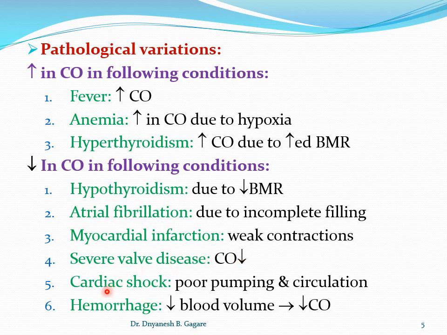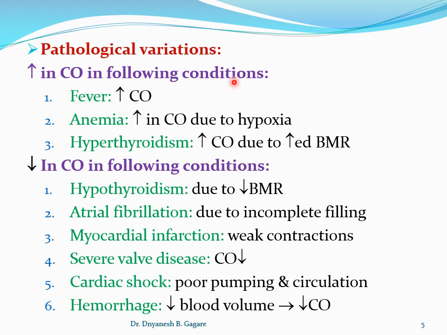and that's why cardiac output decreases. Then in cardiac shock, due to the poor pumping, because the heart is the organ that also suffers due to less blood supply itself. That is, the cardiac muscle itself suffers due to less blood supply during cardiac shock, and that's why there is poor pumping of the blood, and ultimately cardiac output decreases. Then in hemorrhage, cardiac output also decreases, because due to the loss of blood, there is a decrease in blood volume and a decrease in cardiac output. Okay, so this is all about the variations in cardiac output.